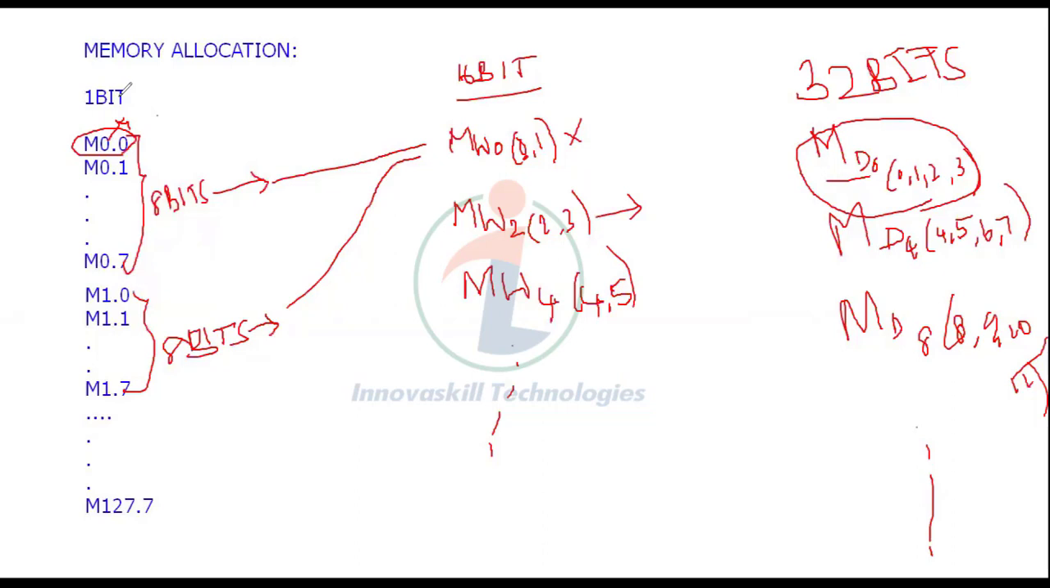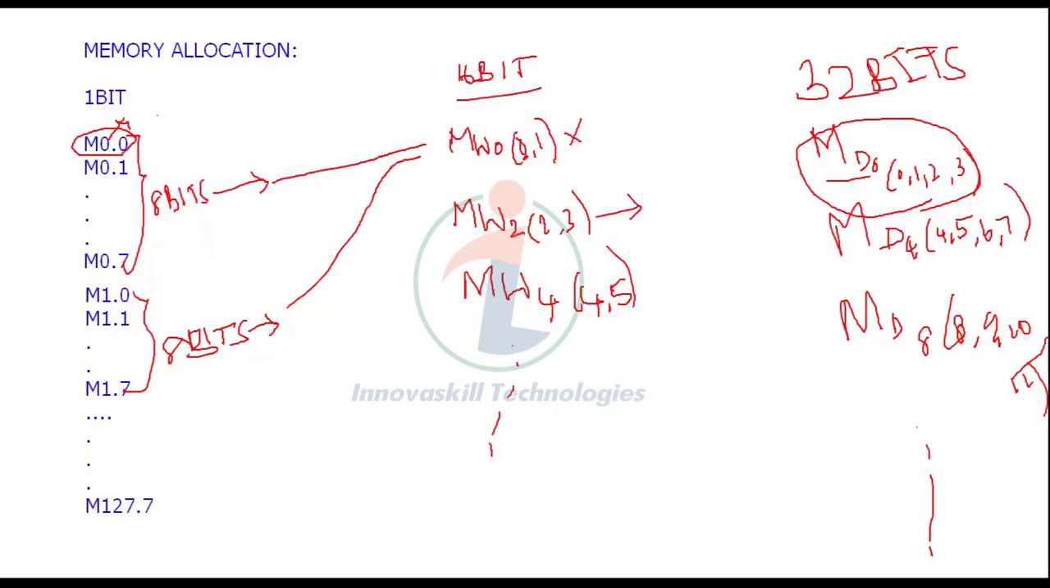For example, if you use MW0 as well as MD0 as well as M0.0 in the program, when you store some data in that, there will be overlapping in the values. Due to that overlapping, you cannot get the exact output in your program. This is the reason for assigning the address in this manner. So this is how the input, output and memory allocation address should be given for the PLC here.